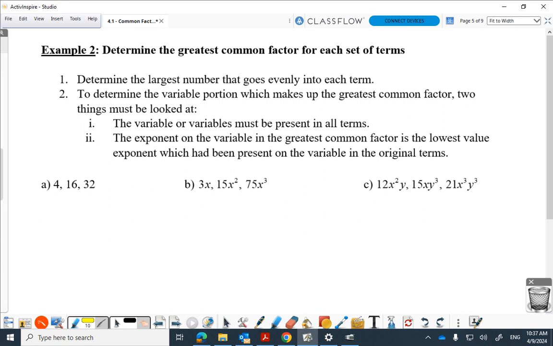If we're looking for the greatest common factor, we're looking for the biggest number that divides into 4, but also divides into 16, but also divides into 32. What number divides into all those? 4, he says. There was another choice. 2 divides into all these, but it's not the greatest. We'll be looking for the biggest one that divides into all these. So the greatest common factor here is 4.